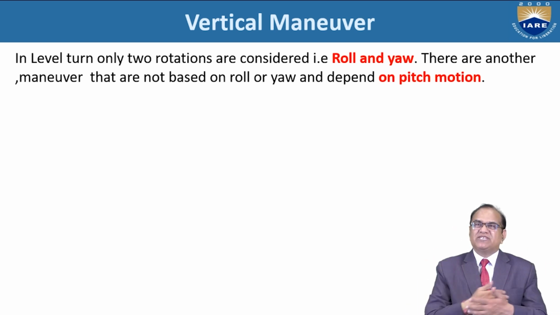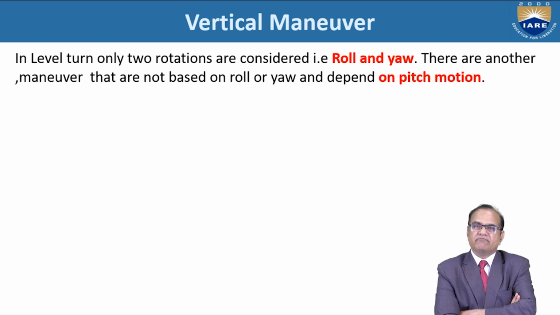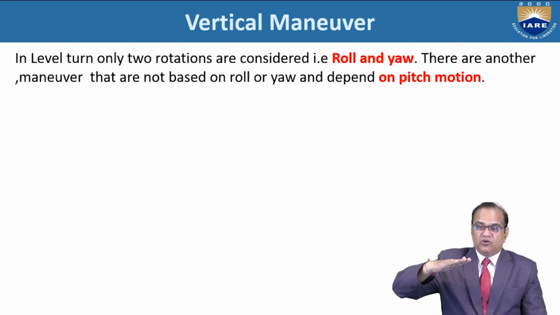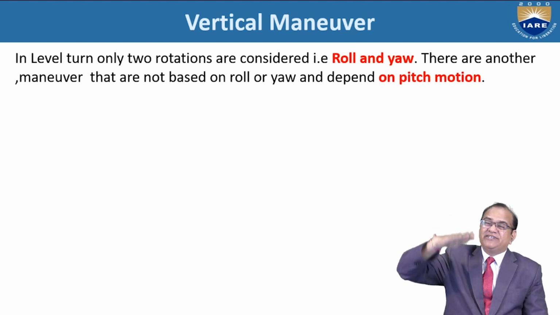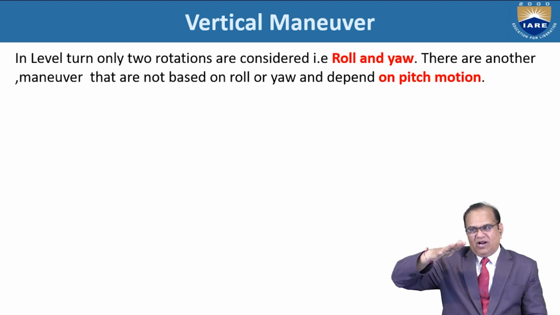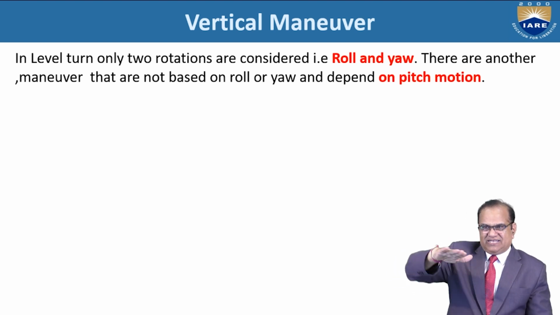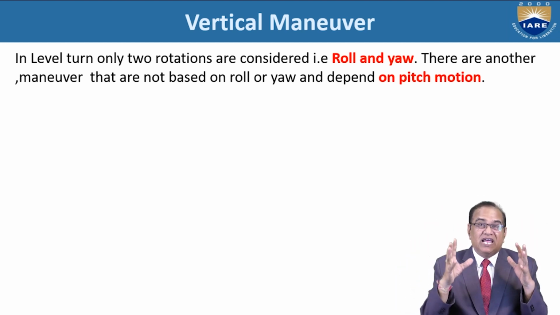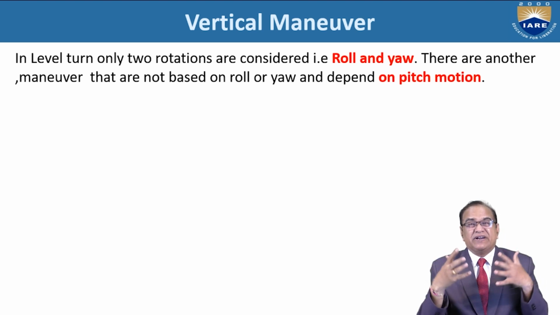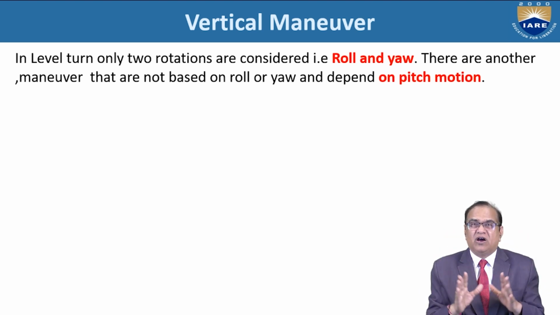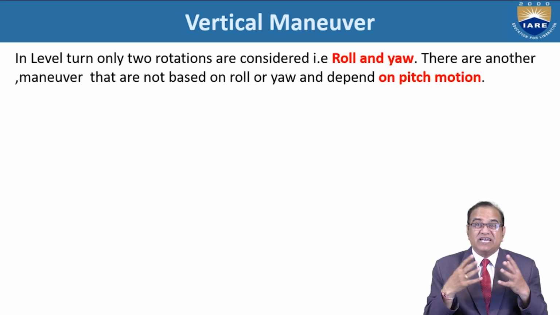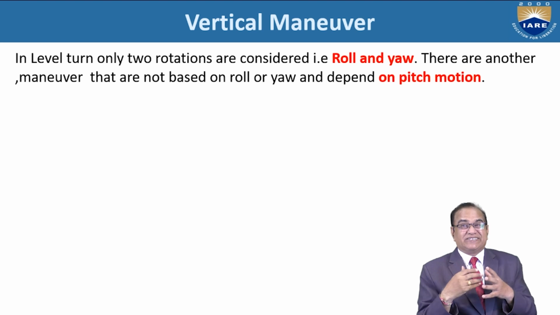In the previous lecture we discussed level turning, the steady coordinated turn. Once we talk about the steady coordinated turn, your aircraft will turn in the same altitude; the altitude will not increase. Either it will roll and fly like this or it will turn like this and fly, but the altitude will remain the same. That is the level coordinated turn. The vertical distance we are not varying. Only roll and yaw will happen, no pitching. That is called the coordinated turn.